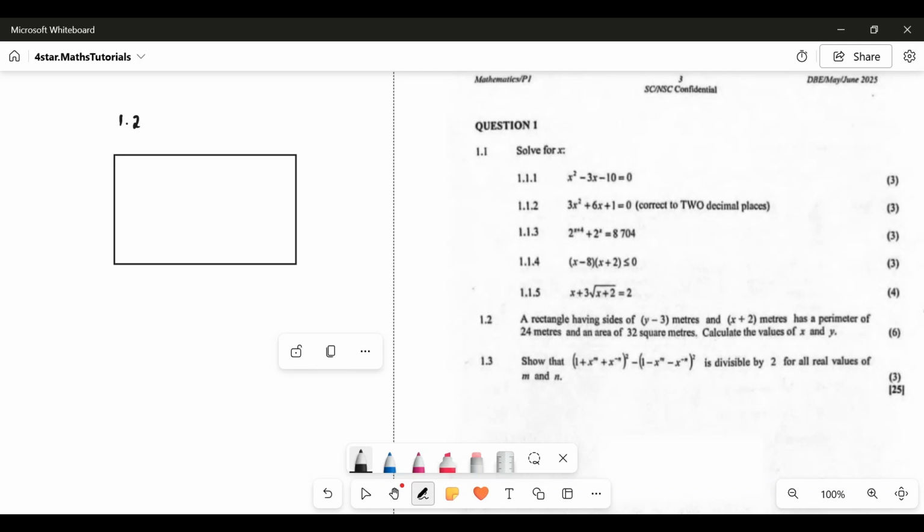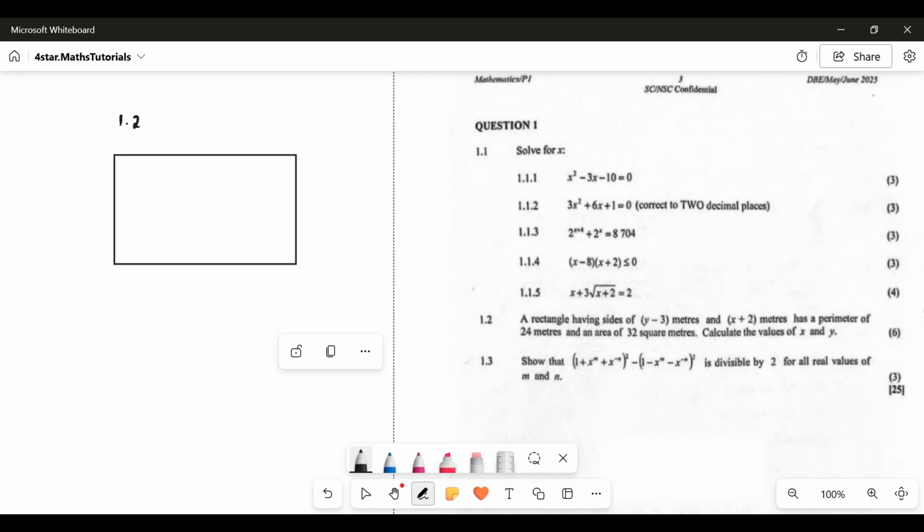In today's video, we'll be doing one of our previous question papers, June 2025. Our focus is only going to be on 1.2 and 1.3. So 1.2 reads as follows.